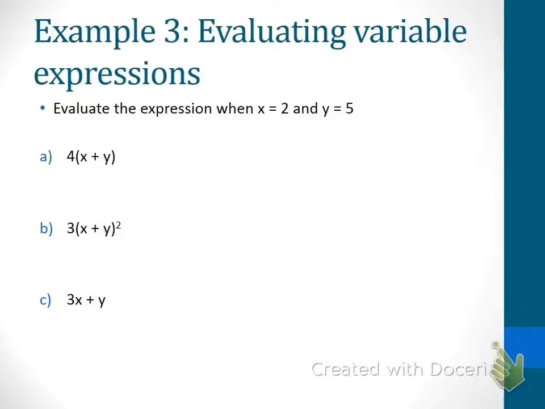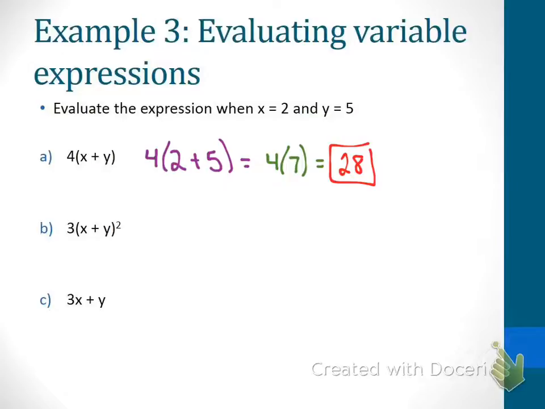Evaluating a variable expression. Here you've got to substitute the value for the variable and then you just solve it like we've been doing in the first 2 examples. All right, so we're going to plug in our values for x and y. 4 times 2 plus 5 equals 4 times 7. And what's 4 times 7? 28. And that's my answer.